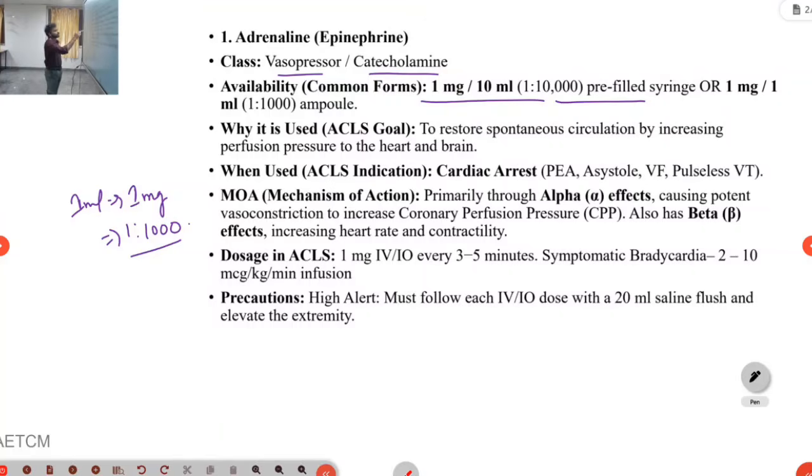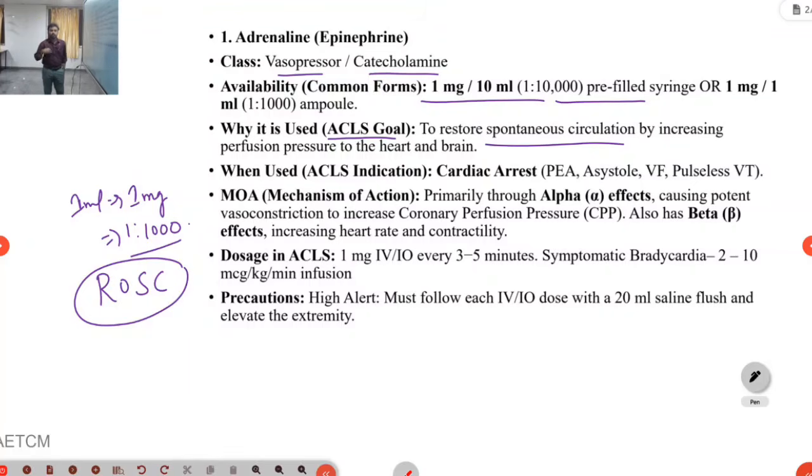Next, why do we have to use adrenaline, especially in the case of cardiac arrest? It is to restore spontaneous circulation. We know one thing that is called return of spontaneous circulation. So what is return of spontaneous circulation? It is nothing but the reappearance of pulse and breathing. We will be performing CPR, and after some time the patient might attain return of spontaneous circulation.